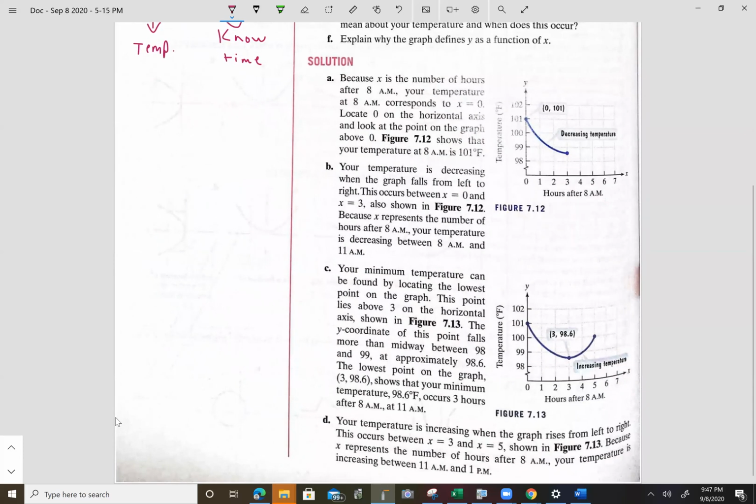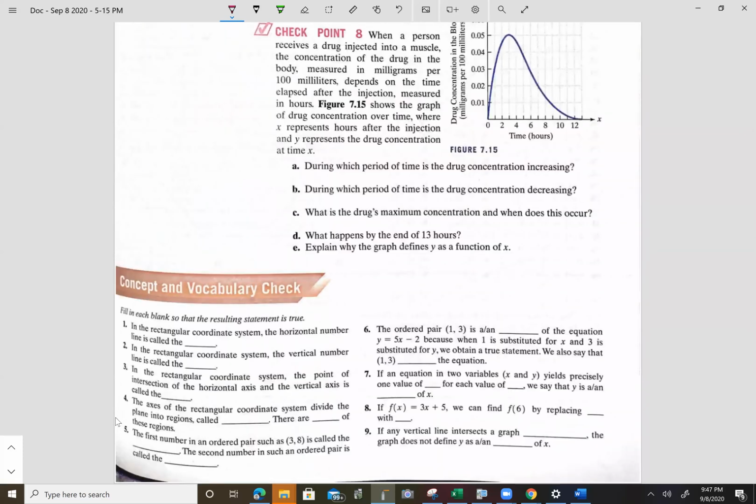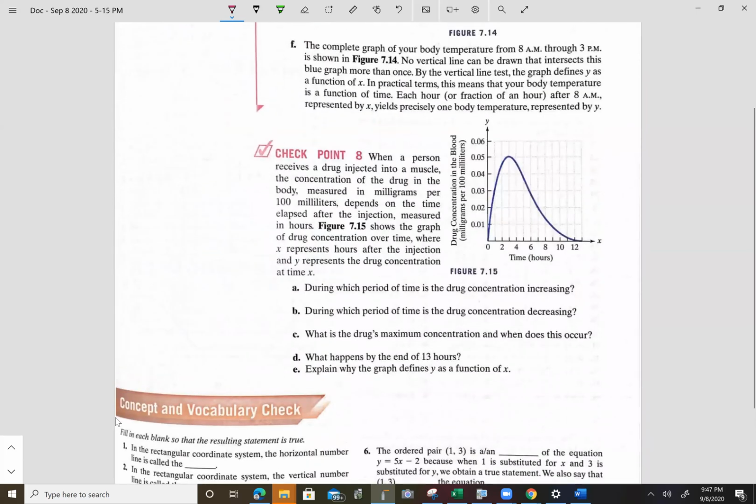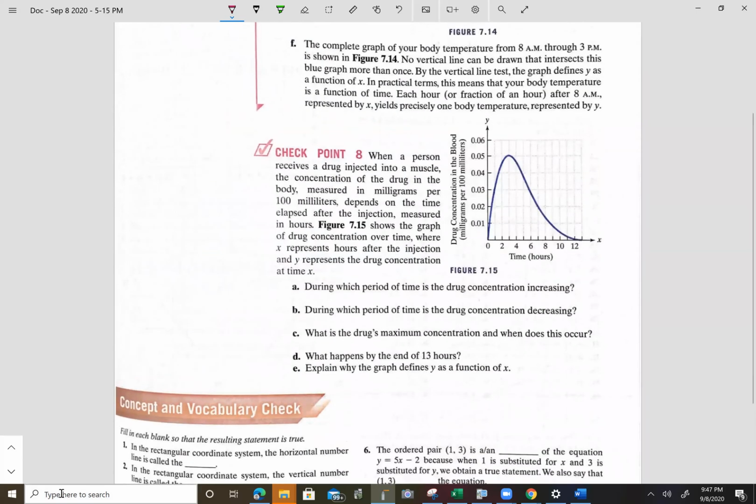Your checkpoint 8 is just interpreting this graph here. Same thing we just did. Whoops, thought I was still in highlight mode.